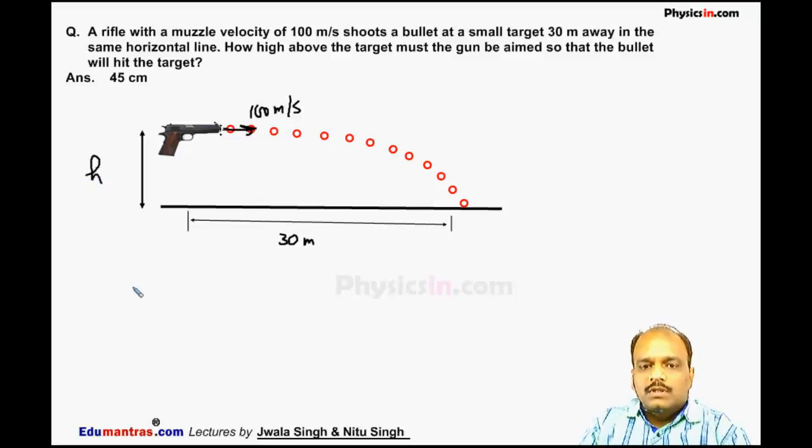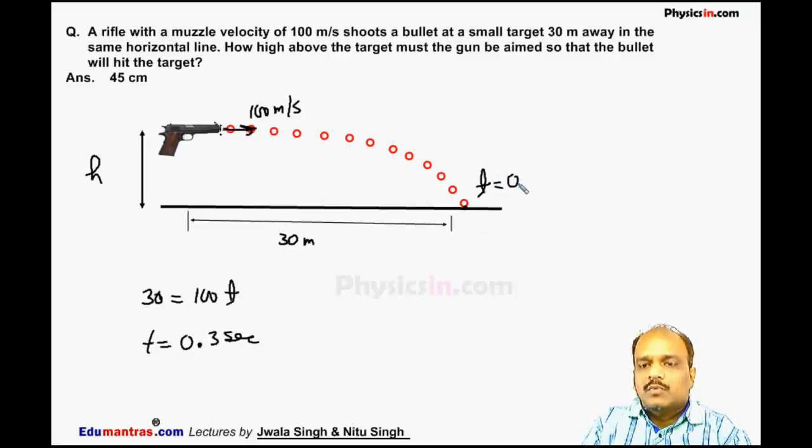We know the horizontal distance 30 is equal to horizontal speed into time, that is 100 into t. So 30 is equal to 100 t, so t is equal to 0.3 second. So this bullet strikes the target at t equal to 0.3 second. In this 0.3 second, let g be 10. So the vertical displacement h is equal to 1 by 2 into g 10 into 0.3 square.